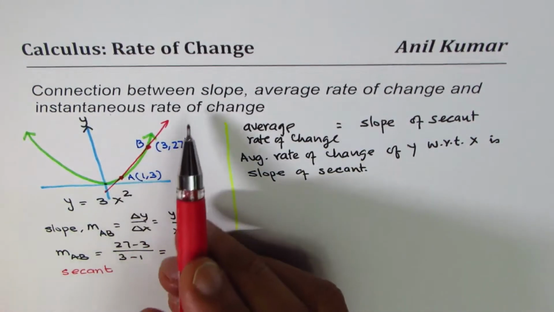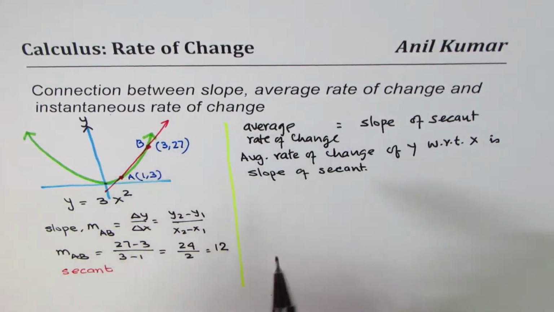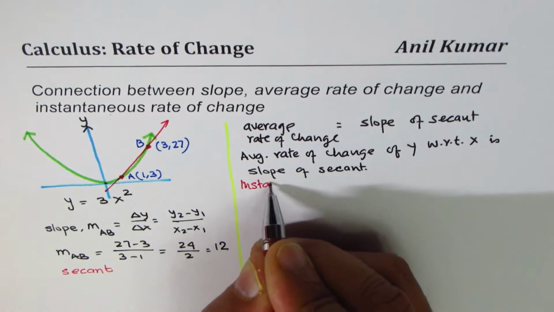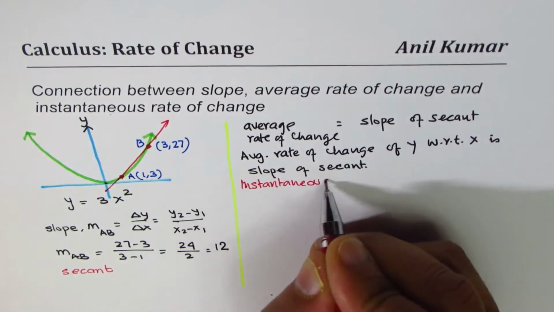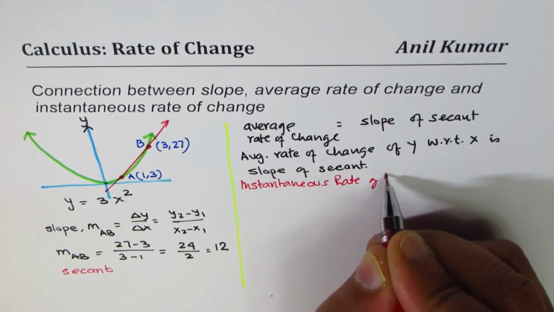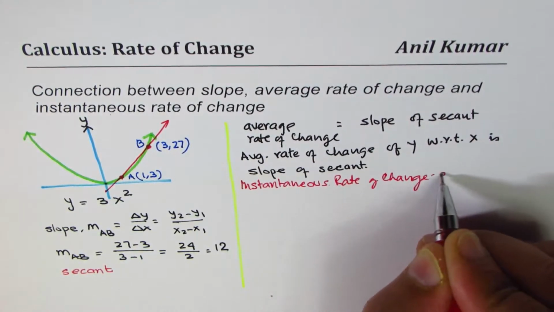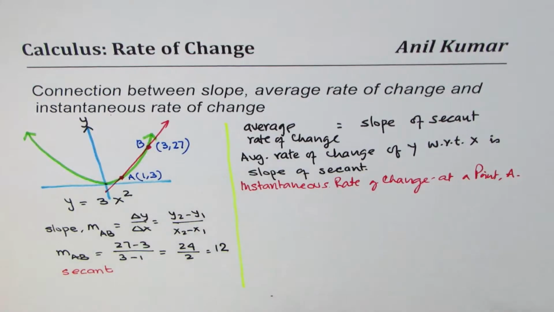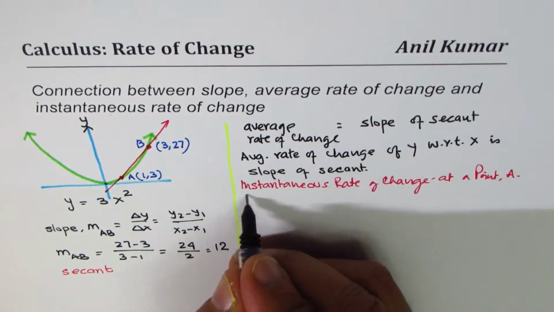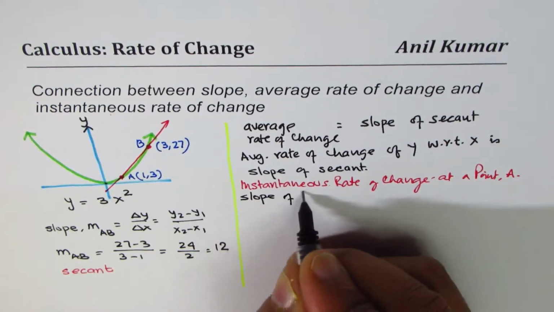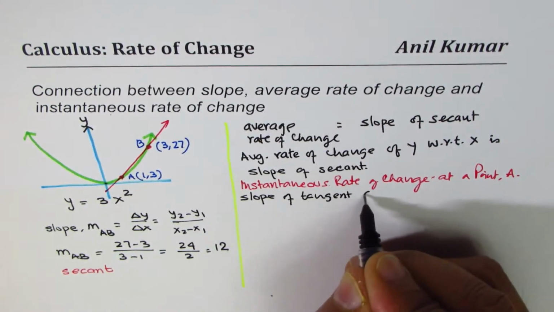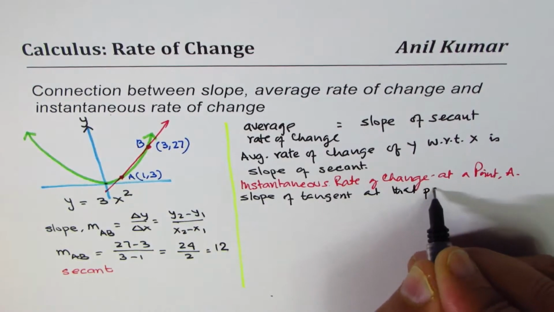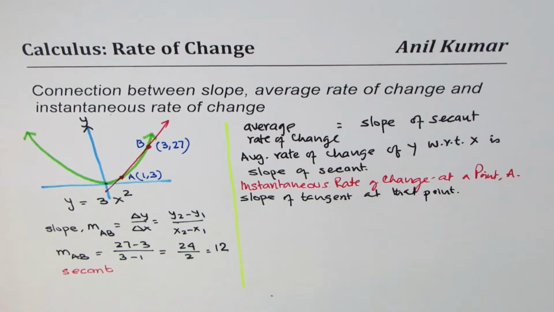Now if I have to find the instantaneous rate of change at a point, let's talk about instantaneous. At a point, and let's consider that point to be, let's say, A for us, right? Instantaneous means slope of tangent at that point. So that is how slope, secant, average rate of change and instantaneous rate of change are connected.